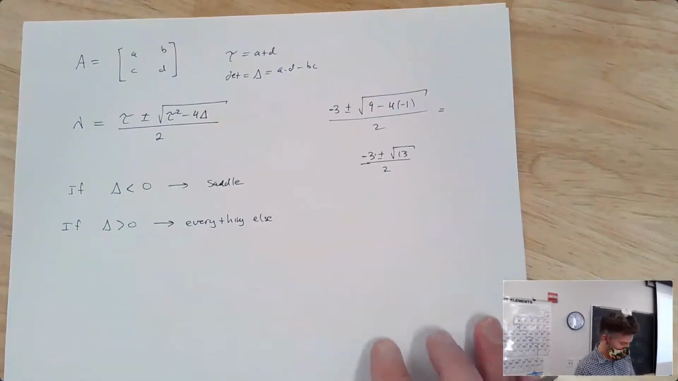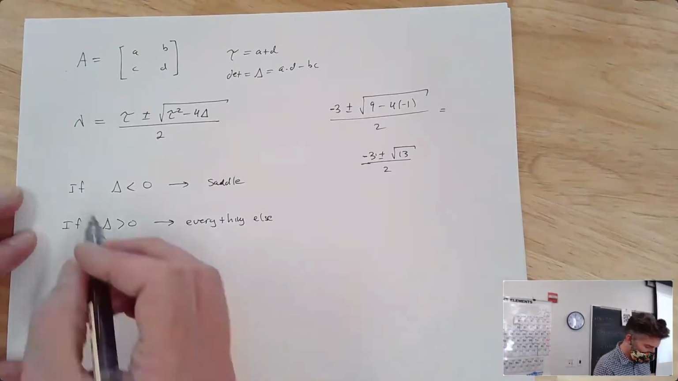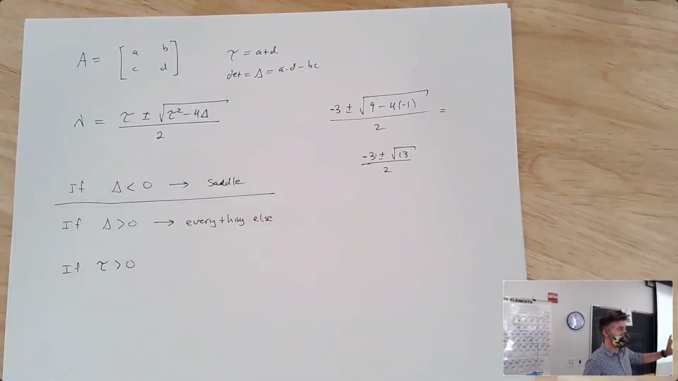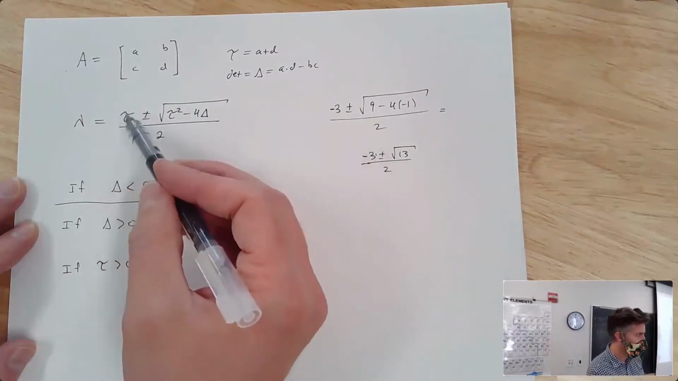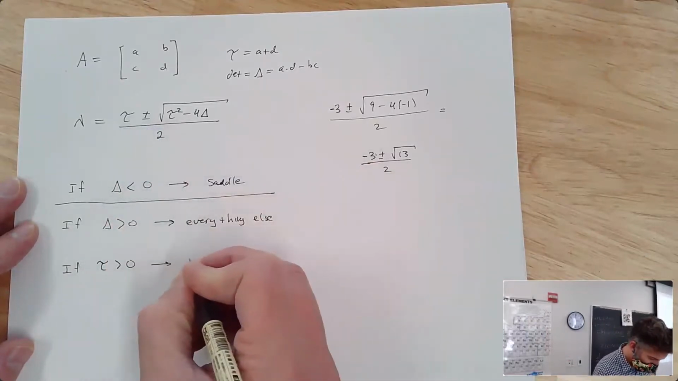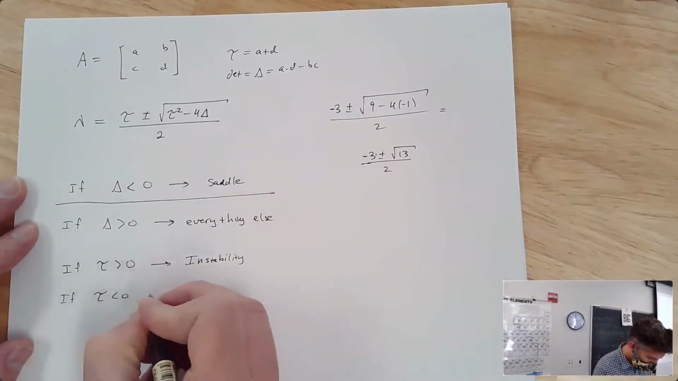Okay, two things to think about. If the trace is positive, and we're not in saddle land, so we left saddle land, we're now in the land of not saddles. Meaning, if you're in the land of not saddles, your eigenvalues are either the same sign, because they can't be different signs, or they're complex. If they're complex, the real part's still the same sign. So if the trace is positive, that means your eigenvalues are going to have positive values. So it's going to be positive plus or minus something that's not going to make it change signs, which means we're going to have instability. And if the trace is negative, you're going to have stability.